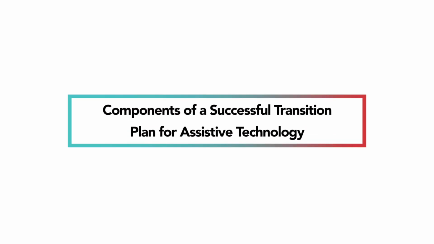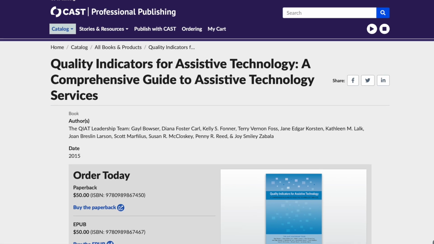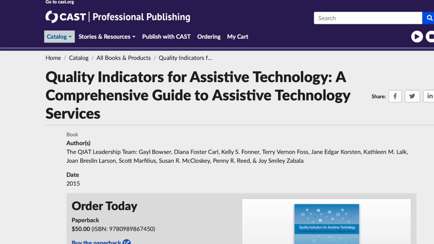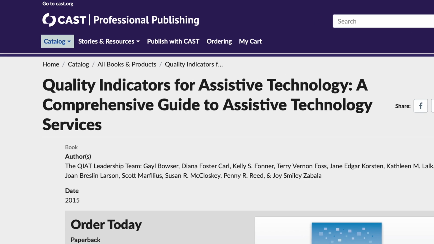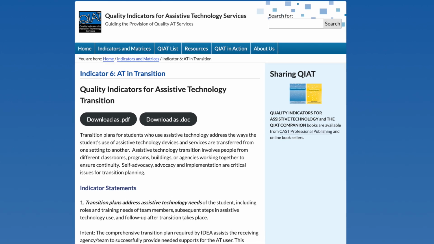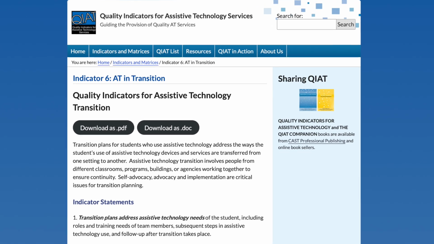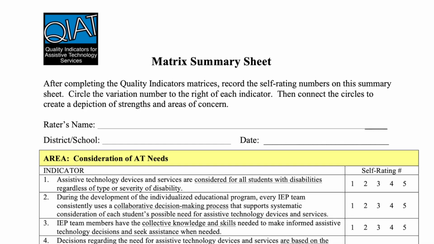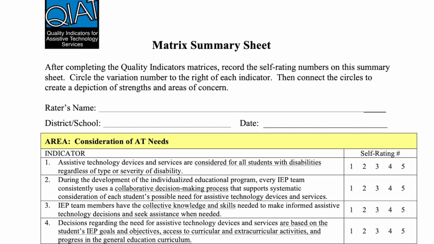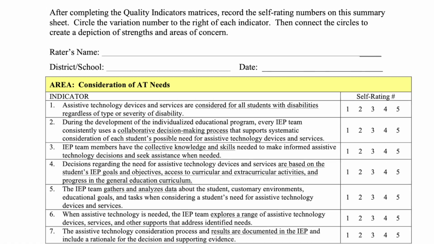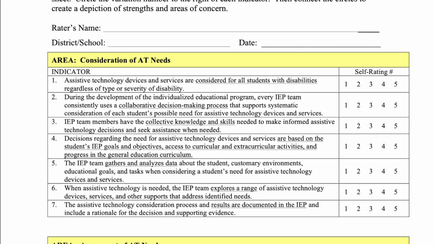Components of a successful transition plan for assistive technology. Research-based quality indicators for assistive technology helps teams understand what is most important when providing assistive technology services. Indicator number 6 addresses the transition of assistive technology between environments at any point in a student's educational career. A thorough plan should outline specific timelines, assign advocacy tasks, determine new environmental requirements and skill demands, and identify funding options.